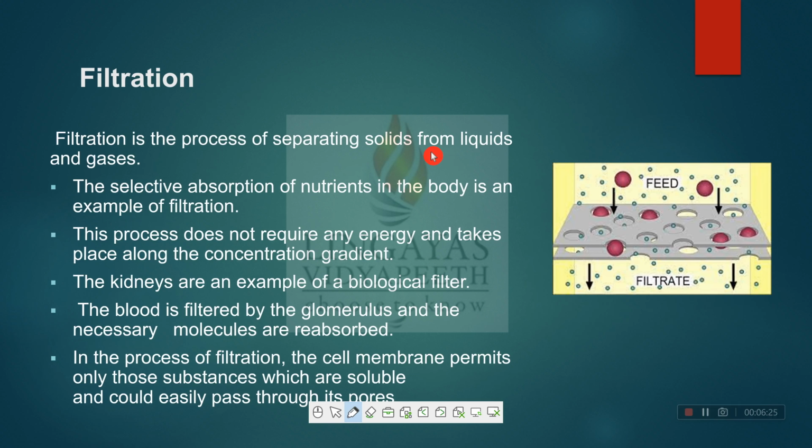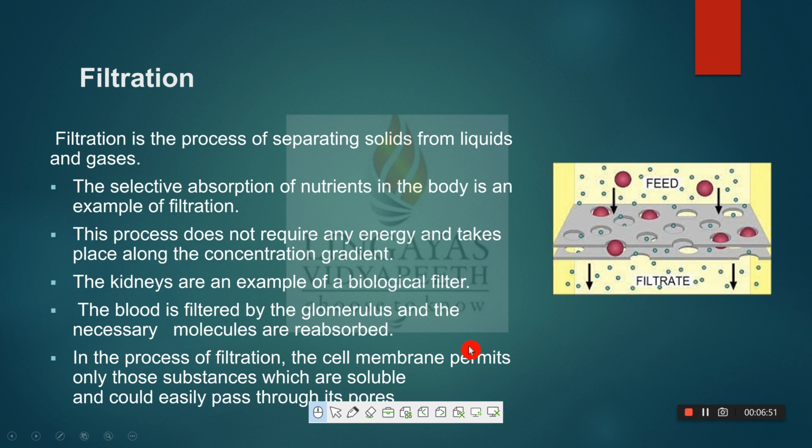Moving on, now talking about filtration, how filtration is achieved in the cells. So filtration is the process of separating solids from liquids and gases. As you can see here, it is written that filtration is the process of separating solids from liquids and gases.